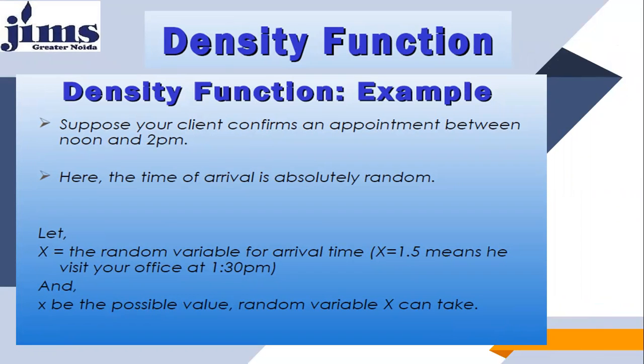Maybe the person comes to you at 12:15 p.m., maybe 12:16, maybe 1, maybe 1:50 p.m. So it's random. But we know the limits. Limits is between 12 and 2 p.m. So let capital X be the random variable for arrival time, and small x be the possible values. So X can take any value between 12 to 2. So capital X is a random variable that gives the value of time between 12 to 2 p.m., and small x be the possible values, and these are infinite values.